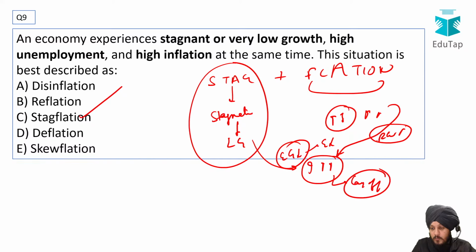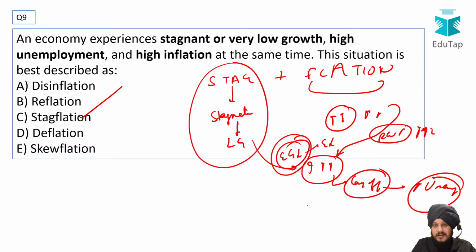Because they will not be able to meet this rising cost of expenditure under this type of scenario, they're going to lay off different employees, and that will lead to a situation of increase in unemployment in the economy. So these are the three important characteristics that you need to remember regarding stagflation: stagnant economic growth, high rate of inflation, and increased unemployment. So C is going to be the answer to this question, right?